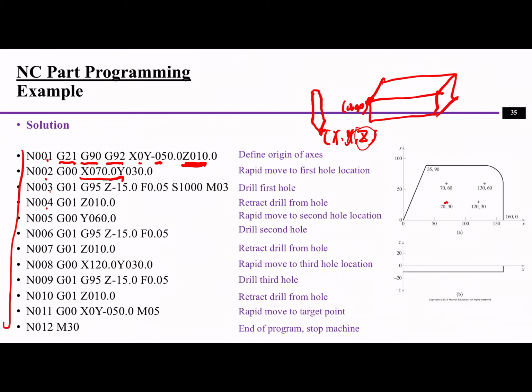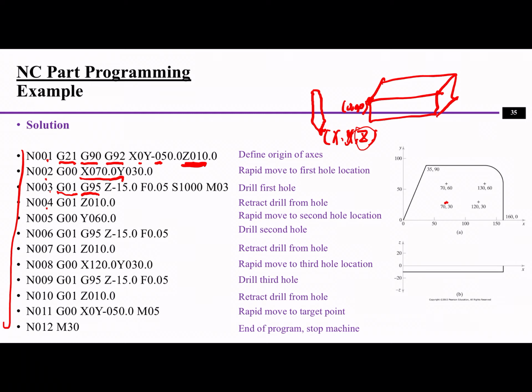And the third line is G01. G01 means it's a linear interpolation movement. So this is a linear movement. We are not moving as a circular or a curve. We are doing the linear movement. And G95 means specify the feed, to tell the machine what the feed is.